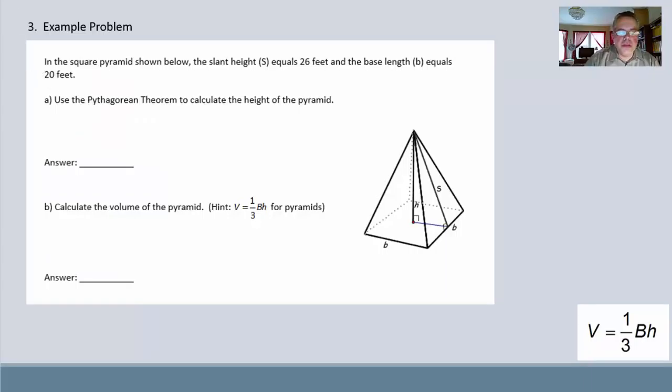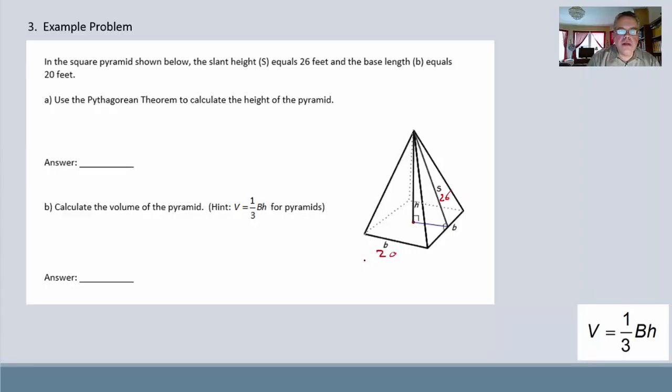And to be honest, this was kind of taken from the quiz. It looks almost exactly like this on the quiz. It says, in the square pyramid below, it's a square pyramid because the base is a square, the slant height, S, equals 26. So along the side of the pyramid is 26. And it says the base length equals 20, so that's B.